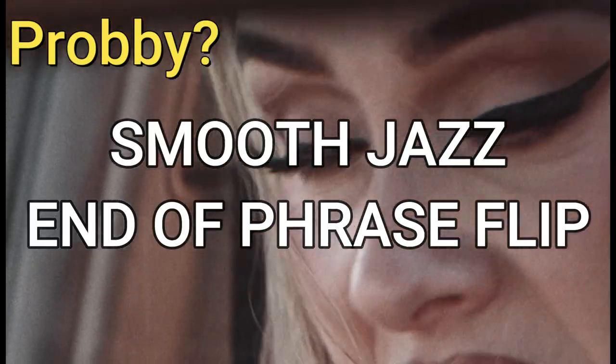She says "probably," something like this, but it's the end of that, which is a very, very common smooth jazz saxophone device: to go up a whole step at the end of a phrase. So "probably doesn't even show," that little ooh.